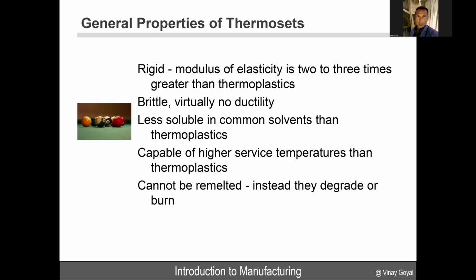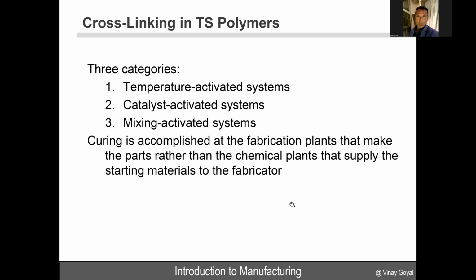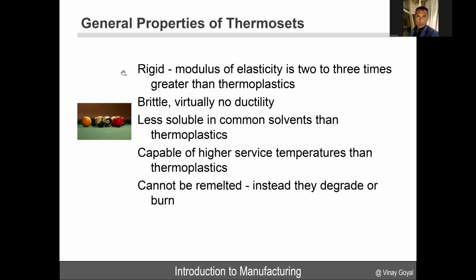When you look at physical properties of thermosets, these tend to be more rigid, and the modulus of elasticity is 2 or 3 times greater than thermoplastics. With thermosets, you get more brittle behavior, virtually no ductility. That speaks a lot to the cross-linking process we talked about. They are less soluble in common solvents than thermoplastics, capable of higher surface temperatures than thermoplastics, and cannot be melted. Instead, they can degrade or burn.